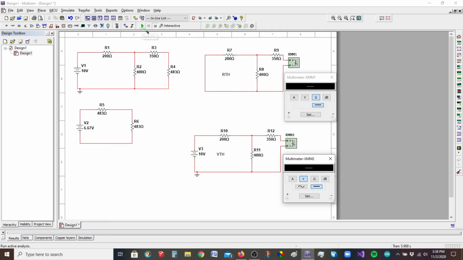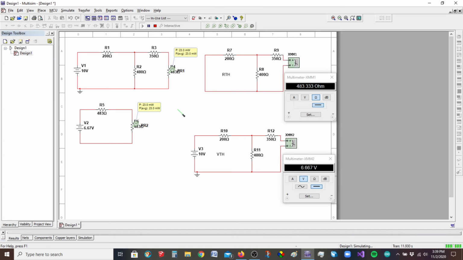So here we go. I'm going to simulate. Looks like we got it right. 6.67 volts, 483 ohms. Okay, so that's a good circuit. So now what we should see is that this power consumption should be identical to this one. And the easiest way to do that, especially in this newer version of Multisim, is to grab a power meter, the wattmeter, and put it right on the component. There you go. Now we're measuring 23 milliwatts for each one.